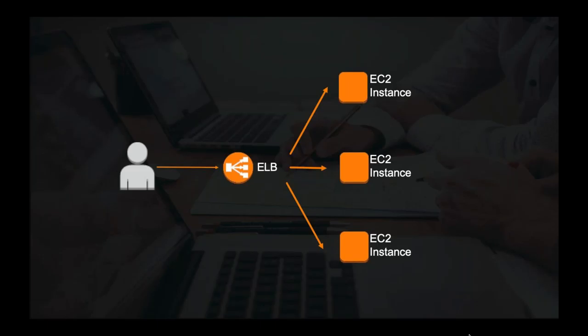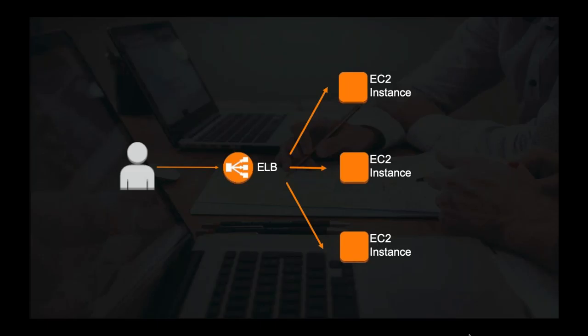Now, from the exam point of view, this is very important: Elastic Load Balancer distributes the load across all the EC2 instances using the round robin technique. What is the round robin technique? It will distribute the traffic one by one to each of them.